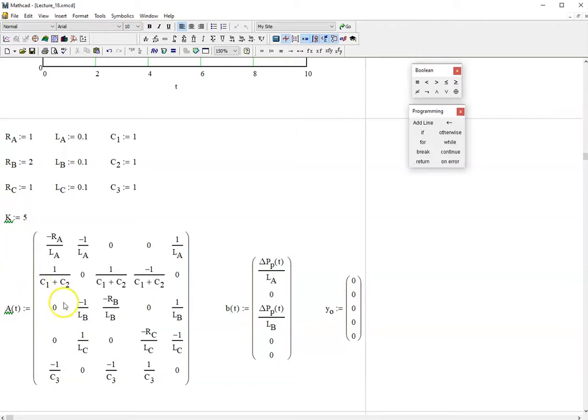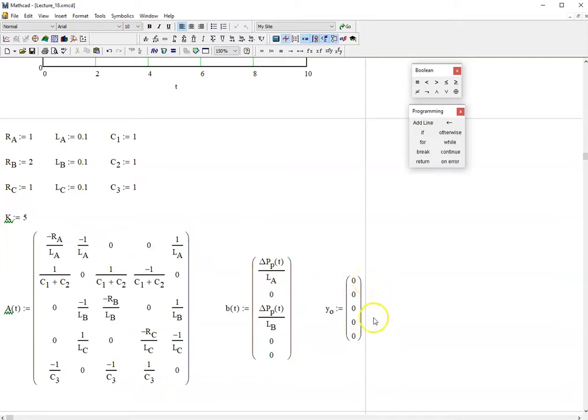And then we fill out the coefficient matrix. Remember, Control M gives you access to the panel to enter the values of the corresponding elements of the coefficient matrix. And the right-hand side vector, B of t: element number 1 is delta P of the pump divided by LA, element number 2 is 0, element number 3 is delta P of the pump divided by LB, 0 and 0. So this is a 5x5 matrix, and this is a 5x1 array.